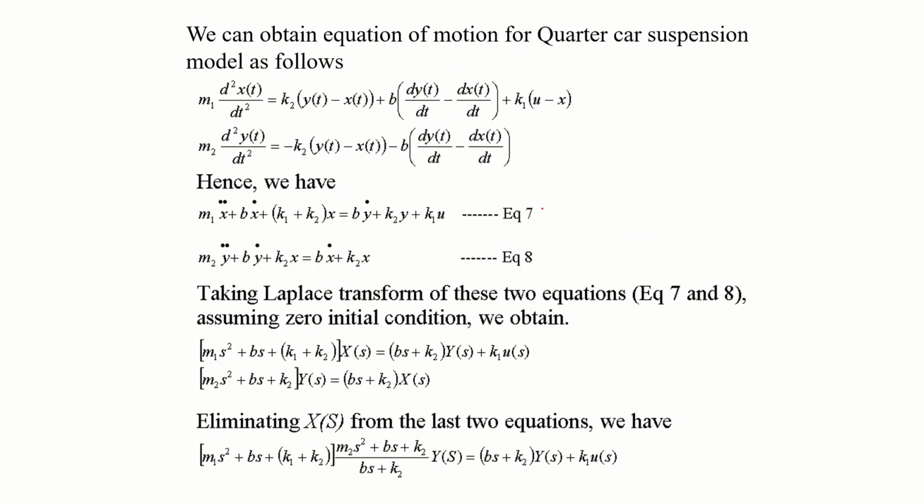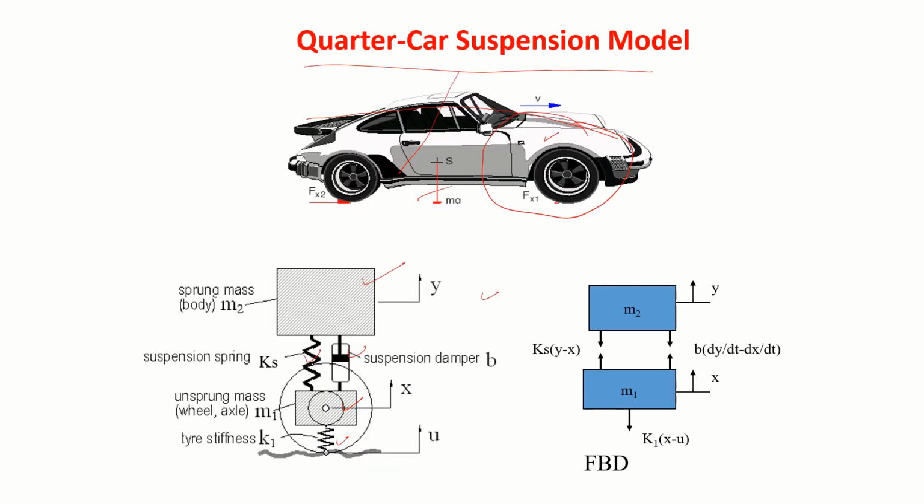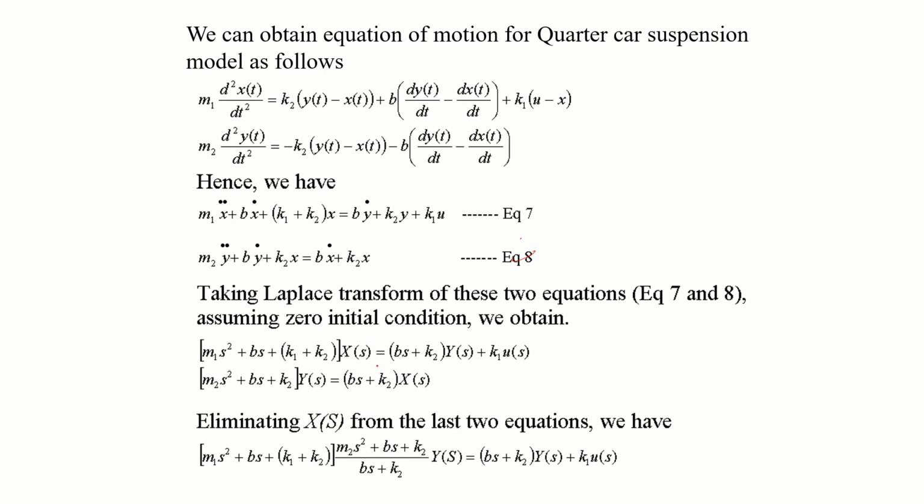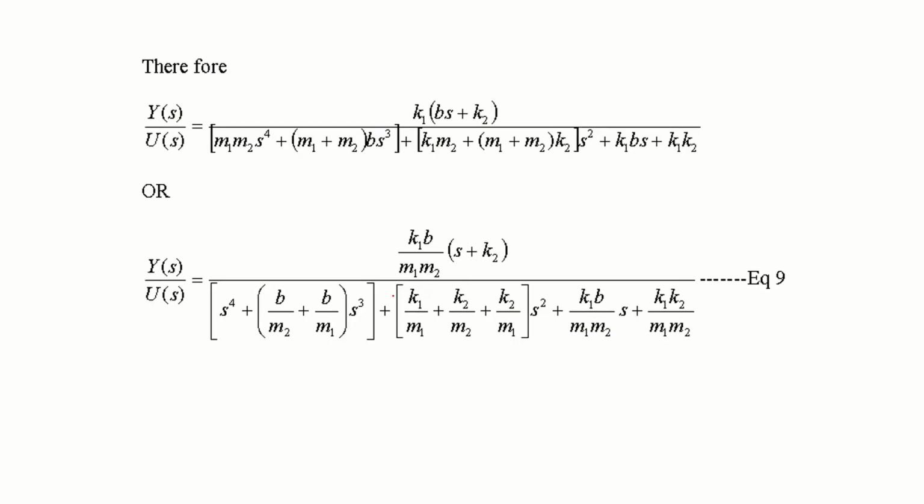Now we know how to write the equation. I think there is no need for me to explain. Here the only thing is, the damper I am representing by B. B is the damper, Ks is the suspension stiffness and K1 is the tire stiffness. Okay, you will get that equation and write the equation.